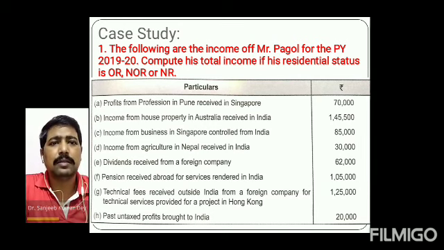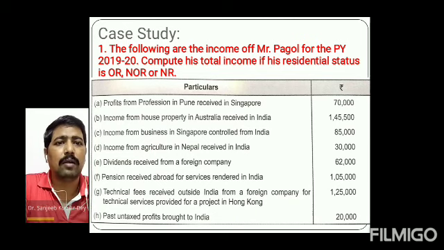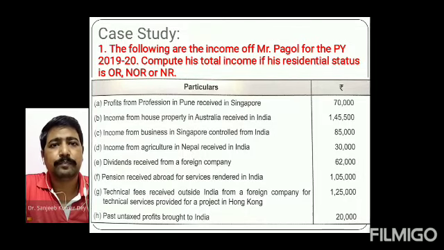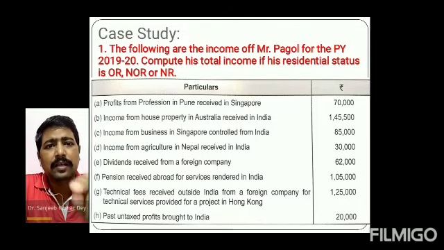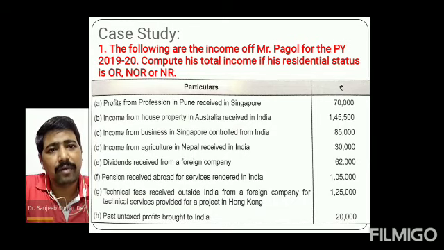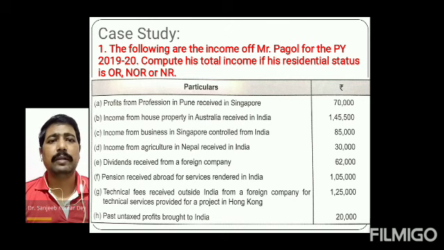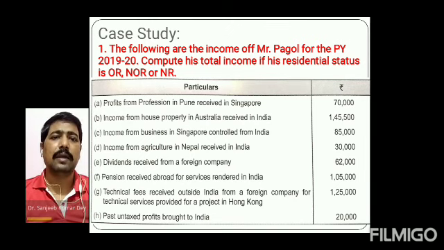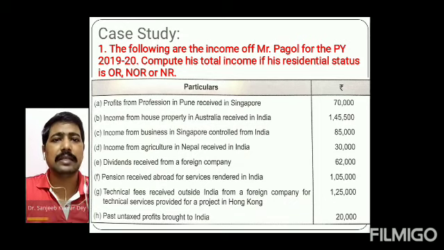Income from house property in Australia received in India, again it is Indian income, received in India. Income from business in Singapore controlled from India, again it is coming under Indian income. Then income from agriculture in Nepal, received in India. Received in India means Indian income.